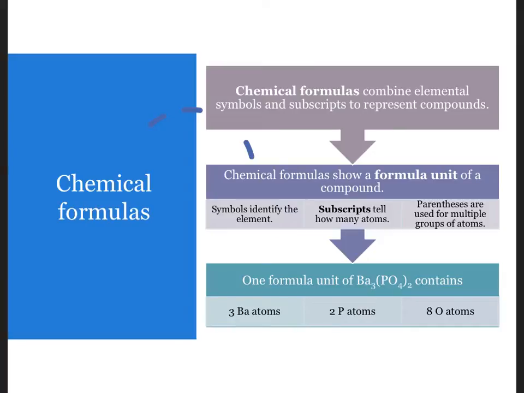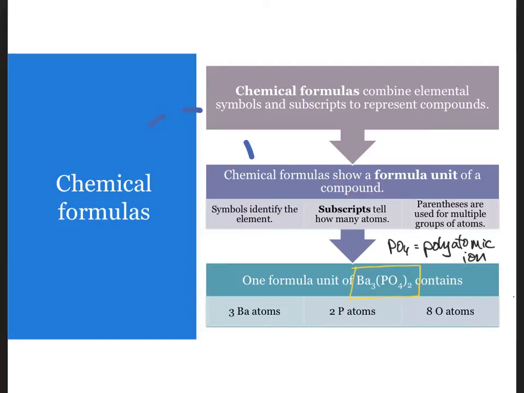Formulas combine the symbols of the elements with subscripts indicating how many of each atom is present in one formula unit of a compound. We'll often see groups of elements enclosed in parentheses, such as in barium phosphate here. The unit, PO4, is a special grouping called a polyatomic ion, which we'll discuss further later in the chapter.